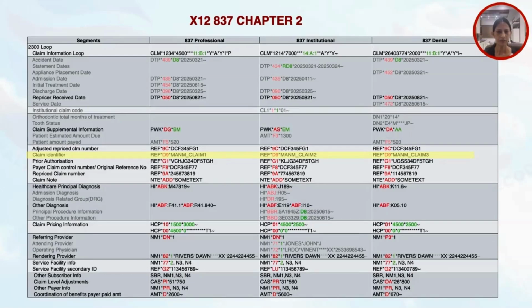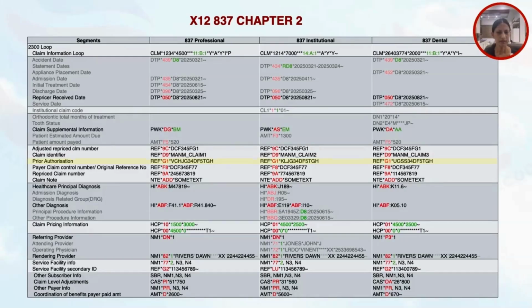First, we'll talk about the REF segment with the D9 qualifier. It stands for claim identifier. This REF is supplied for transmission of the sender's own unique claim number. The 837 recipients are not required to send this number in any HIPAA transaction. It's only the senders that are required to share this information. They can or they cannot.